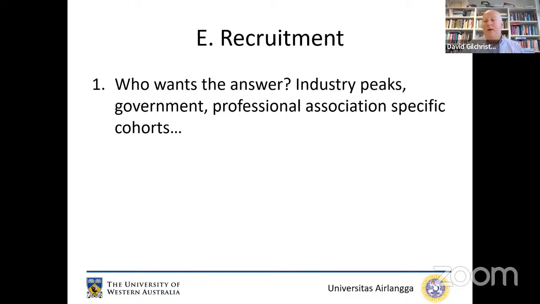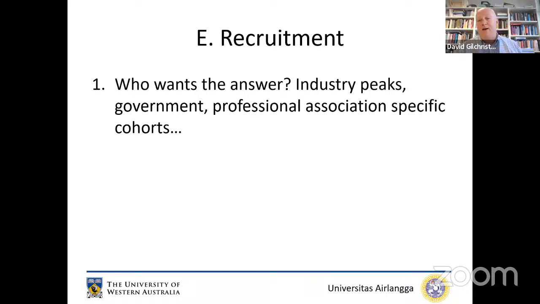Sometimes that answer might be best used by government, but you might want to research the not-for-profit sector. So you might have to go through government to get to that sector to be able to get to those individuals. But the other areas that you might think about are industry peak bodies, so the industry advocacy bodies that might be existing at a national or regional level. You might also talk to professional associations like the accounting profession and so on.